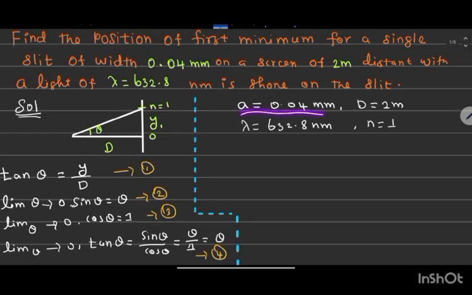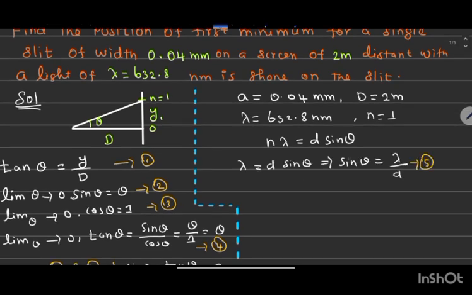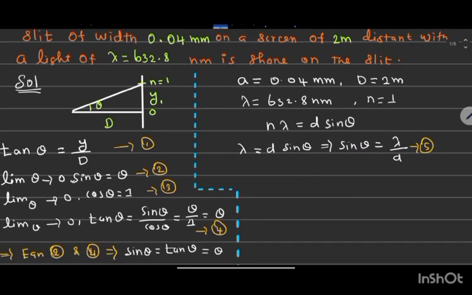So what is given in the problem? Slit width is given, distance between the slit and screen is given, and lambda is given, and the order of minimum is equal to 1. We know the diffraction minimum is governed by this equation, and putting n equal to 1 gives me this equation. Rearranging this we get sin theta is equal to lambda by a. And from equation 1 again, tan theta we know is y by D, and tan theta is approximately equal to sin theta. Therefore, sin theta is again equal to y by D.